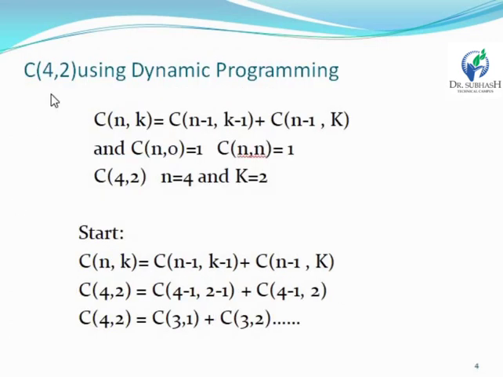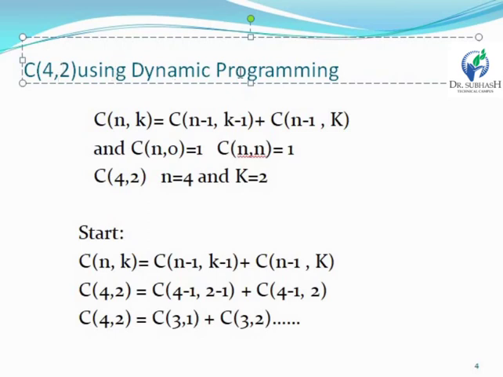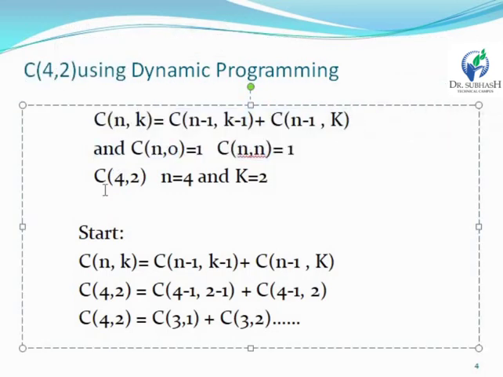Now the example is, you can find C of 4, 2 using dynamic programming or the binomial coefficient. Put n equal to 4 and k equal to 2. The condition is C of n minus 1, comma k minus 1, plus C of n minus 1, comma k. That is C of 4 minus 1, 2 minus 1, plus C of 4 minus 1, 2. Now you can find C of 3, 1 plus C of 3, 2.